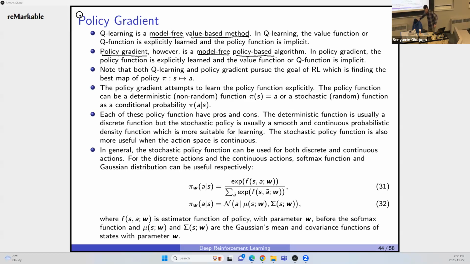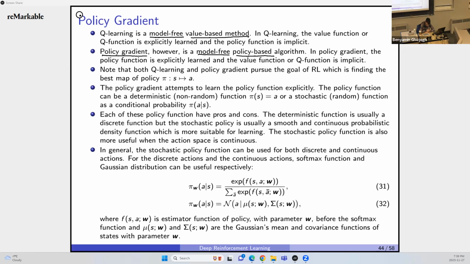Okay. In Q learning, do you remember, we learned the Q function, right? Explicitly. But we never learned the policy explicitly, the policy was implicit. Why? For finding out the policy, we always use argmax of Q with respect to action, right? But in policy gradient, it's the other way around. We learn the policy explicitly, but we learn the value or the Q, whatever, or reward implicitly.